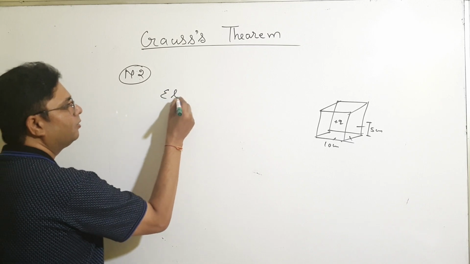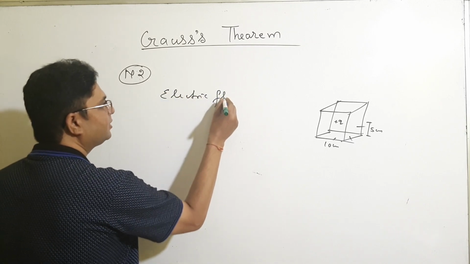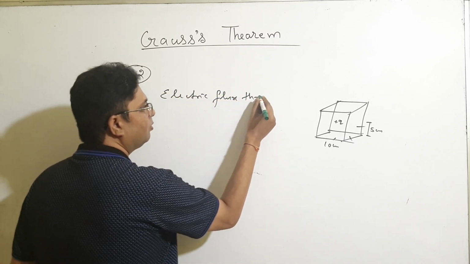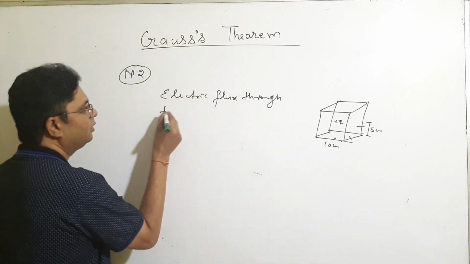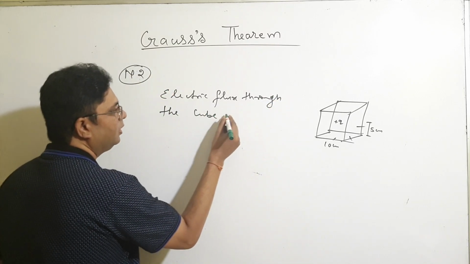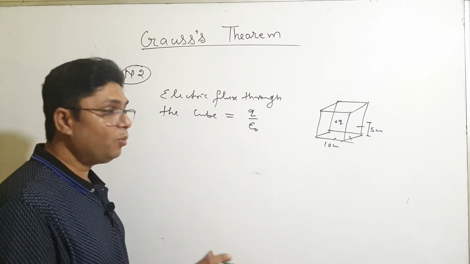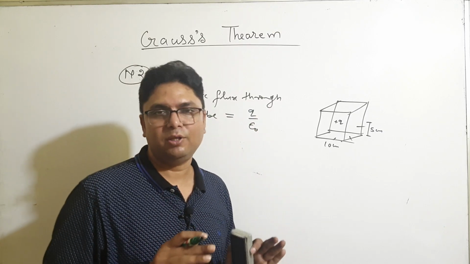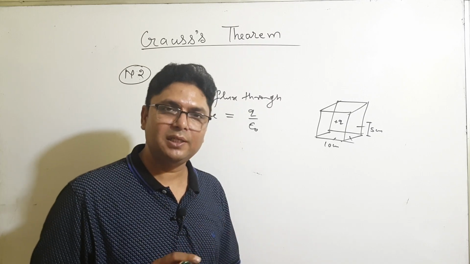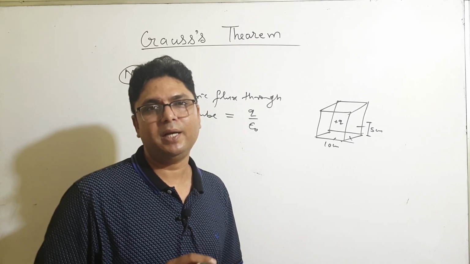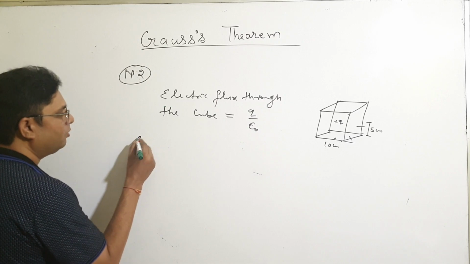So electric flux through the cube is equal to Q upon epsilon naught. And how many faces are there? There are 6 faces of a cube. So from one face, how much electric flux will pass? 1 by 6.